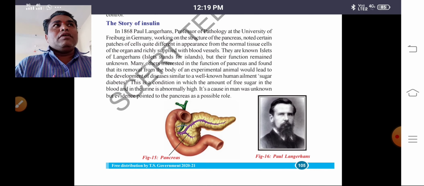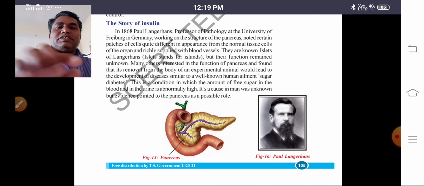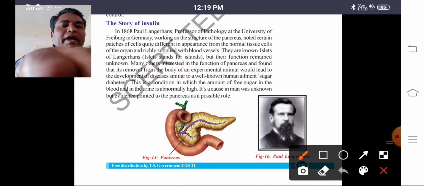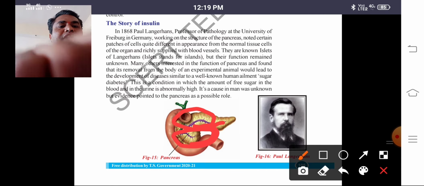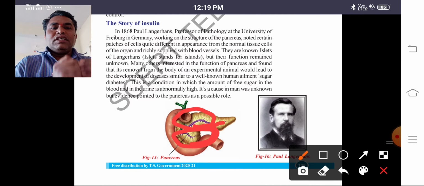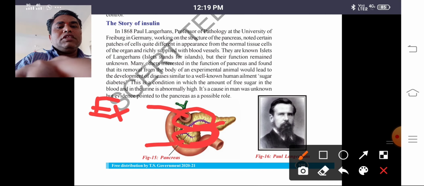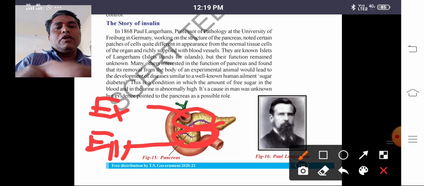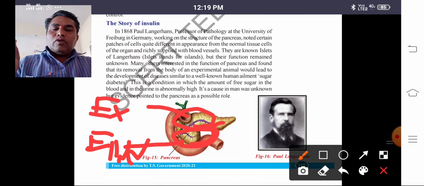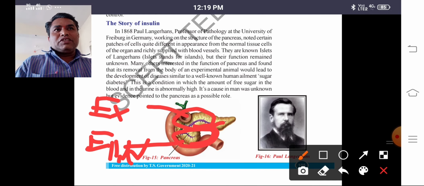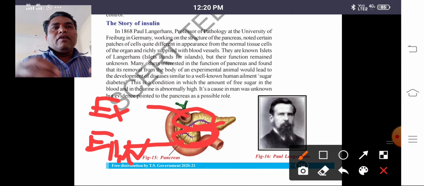But usually the pancreas has two parts in it. This is the pancreas, but it has two parts. One part belongs to the exocrine system, and another part belongs to the endocrine system. Imagine this part is exo, and this part is endo. So the pancreas, a gland which belongs to the digestive system, has two parts: one part is called the exocrine gland, and another part is the endocrine gland.